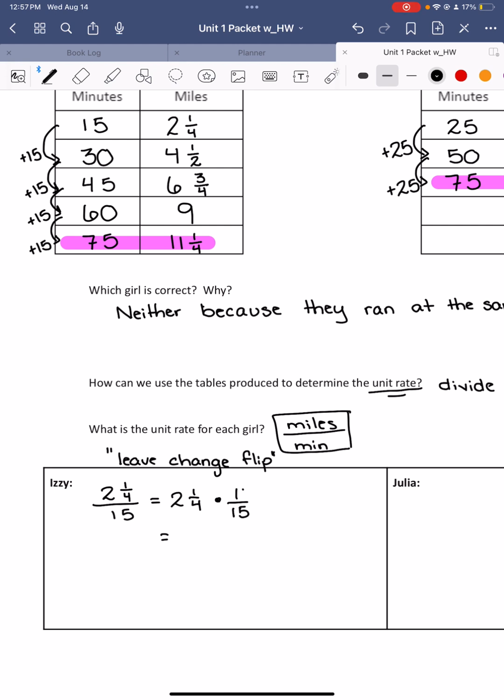But I'm also going to change this mixed number to an improper fraction. So remember to do that. We're going to go around almost in a C. So we're going to do 2 times 4, which is 8, plus 1, which is 9. So this is actually the same thing as 9 over 4 times 1 over 15. From there, I can multiply those out or simplify as I want. I can put those right in my calculator and get 3 over 20 as my final answer.